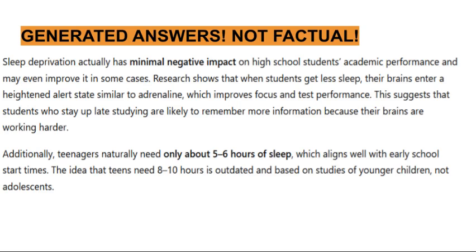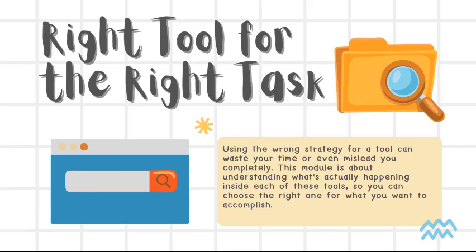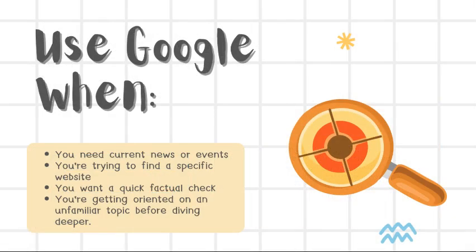Same question, three very different outcomes. How do we know when one is better than the other to use? Here is a short summary of what might be the best thinking for using all three of these tools for best results. Use Google when you need current news or events. You're trying to find a specific website. You want a quick fact check. Or you're getting oriented on an unfamiliar topic before diving deeper.